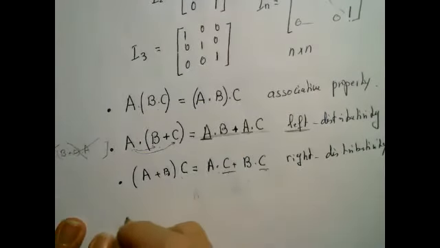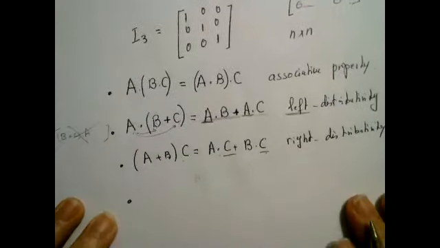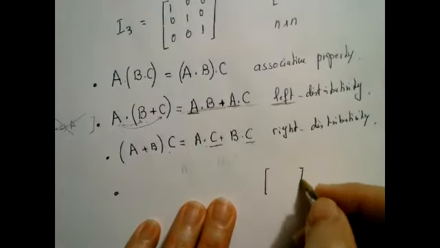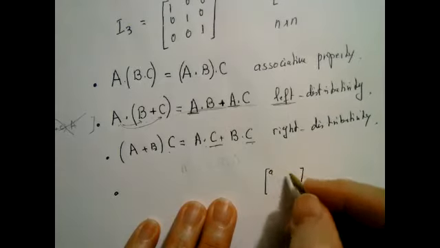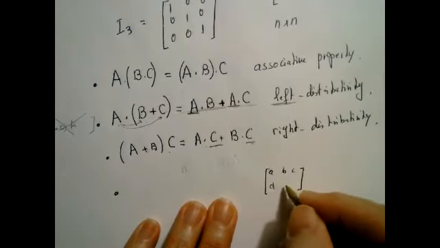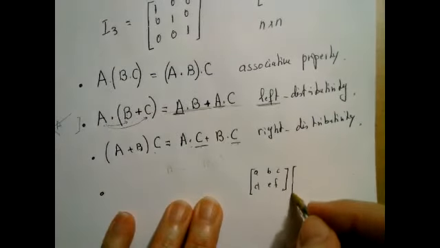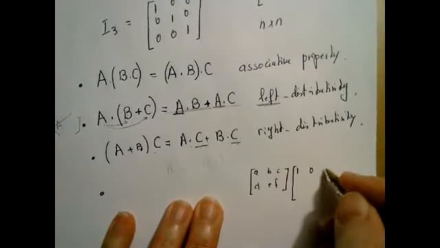The last important property of multiplication is the following. Suppose I take a matrix here, I don't know, A, B, C, D, E, F. And I'm going to multiply it by the identity matrix.